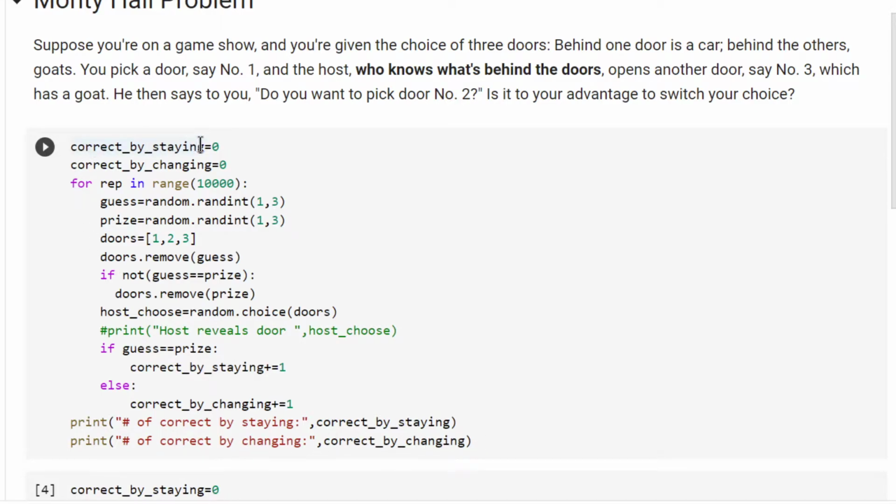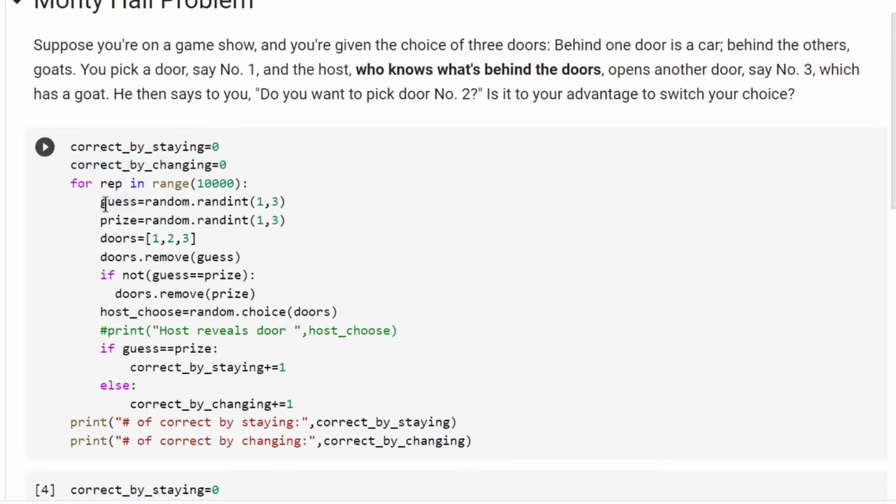So there's the contestant who has a choice to change to the other door that the host didn't choose or to stay. So there are two variables to keep track of which would be the better answer. Correct by staying, I put a 0 first, and correct by changing, I put a 0. These will be the counters to keep counting how many we got correct by staying and how many we got correct by changing.